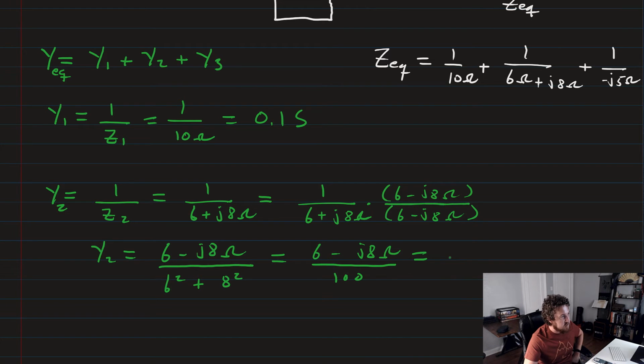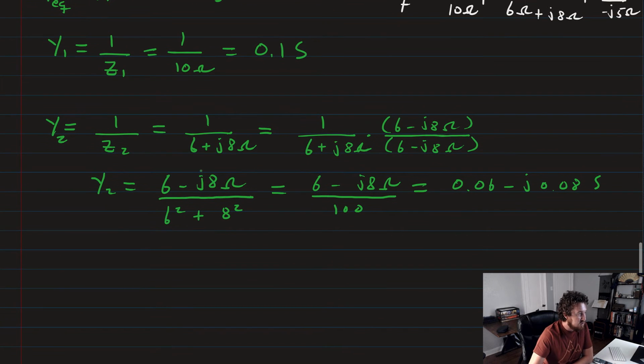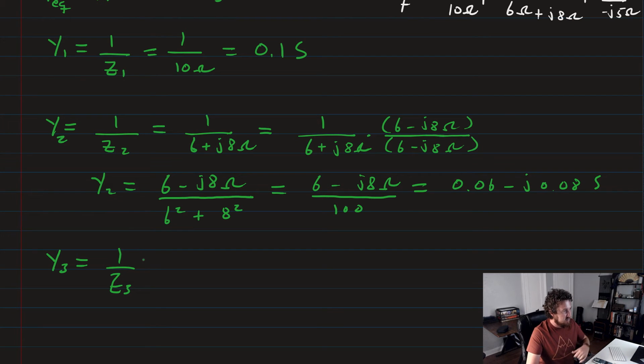So our final answer there for y2 is just going to be 0.06 minus j0.08. Oop, not ohms, but Siemens. All right. So that's y2. y3 is equal to 1 over z3. Now this one gets kind of weird since it was that negative j business. We can quickly make a note here that y for a capacitor is just equal to j omega C. So let's go ahead and calculate that one directly.